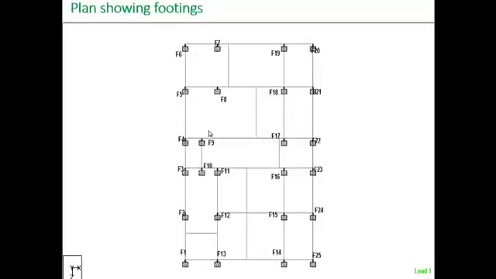This is the plan showing the footings. Here we have 25 footings, of which some are similar. The footings are designed as isolated rectangular footings. Taking the axial load coming onto the footing from the Staad, the footings are designed for that axial load.